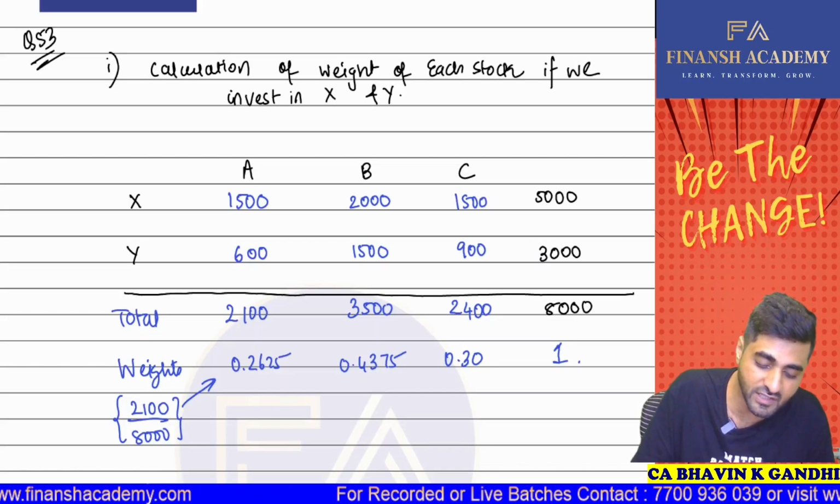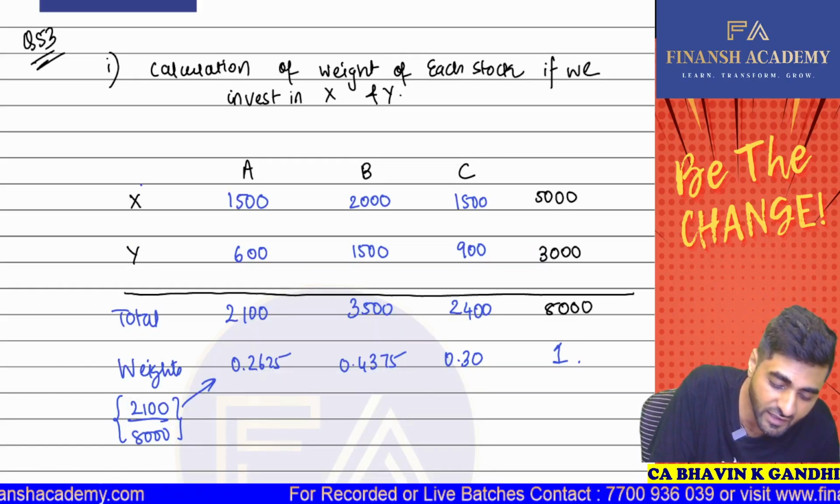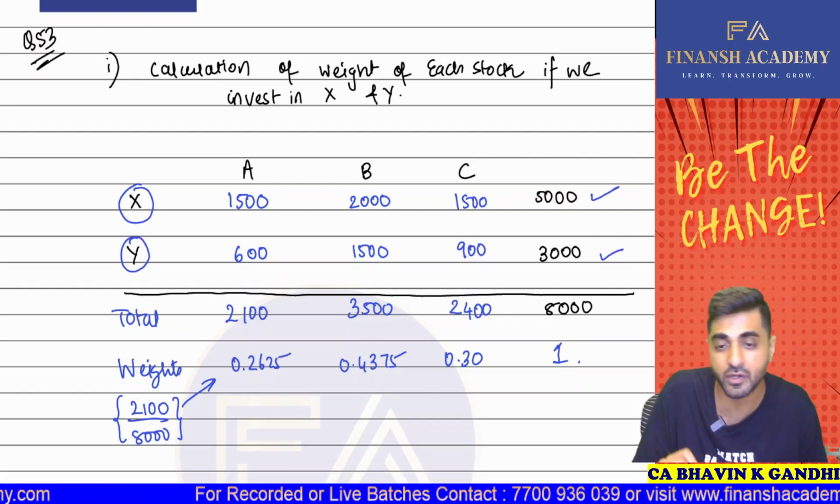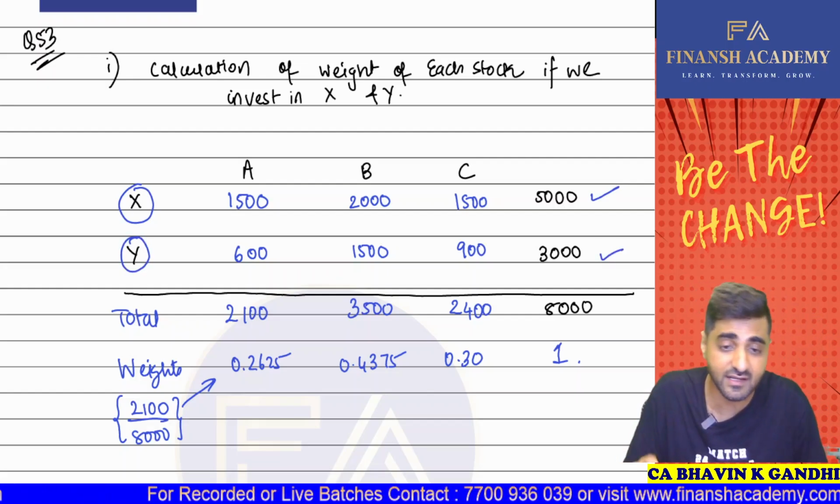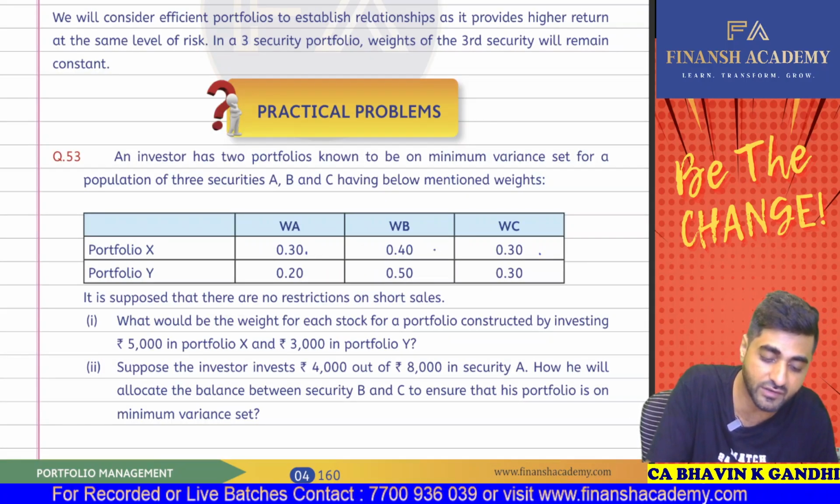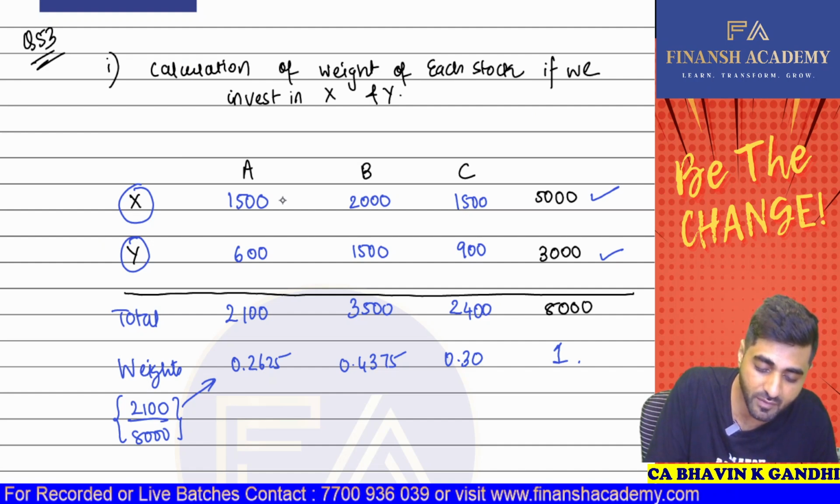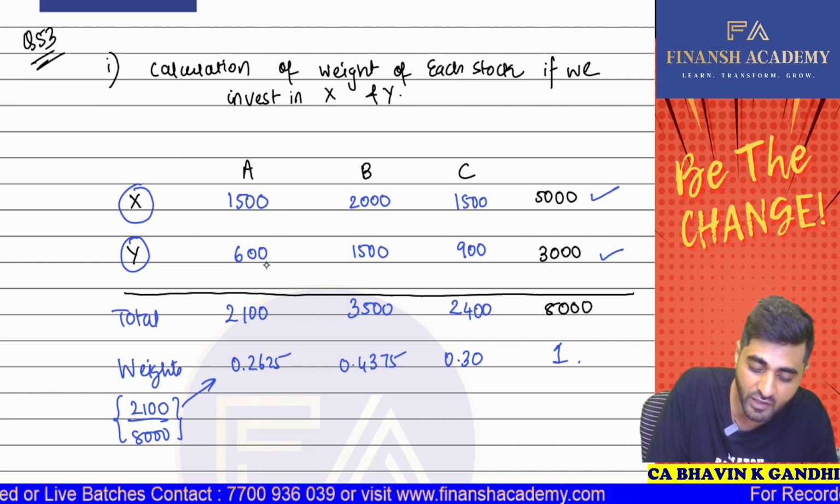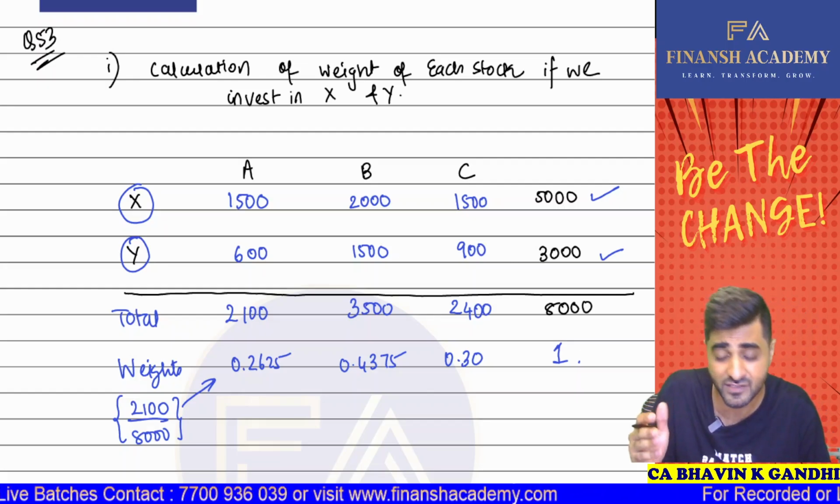So how do we approach this? We are investing 5,000 rupees in X and 3,000 rupees in Y. The weights available, as you can see, are 0.3, 0.4 and 0.3, so this will be 1,500, 2,000 and 1,500. Similarly, we have weights for A, B and C in portfolio Y as well.